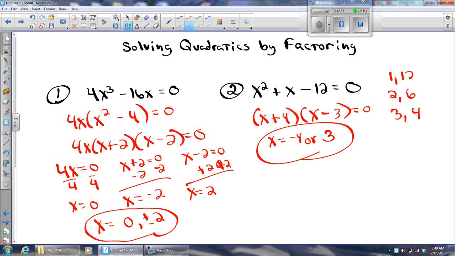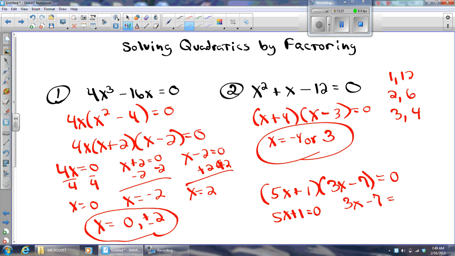Okay, by the way, remember how to do a problem like this: 5x plus 1 times a quantity of 3x minus 7 equals 0. You just set each factor equal to 0 and solve for x. I'm not going to do them. I expect you to know how to do that. I don't want this video to go too long.